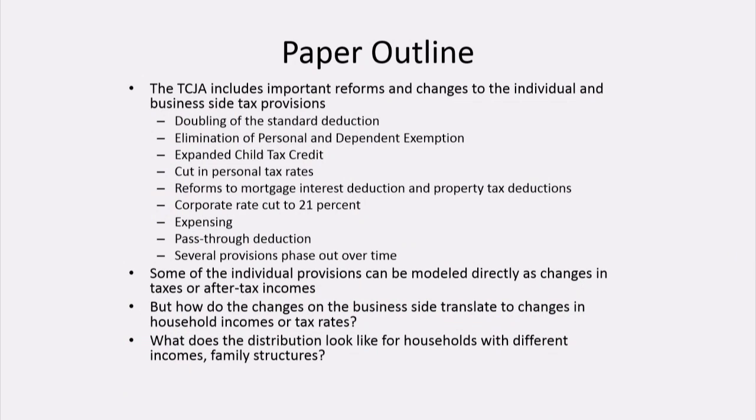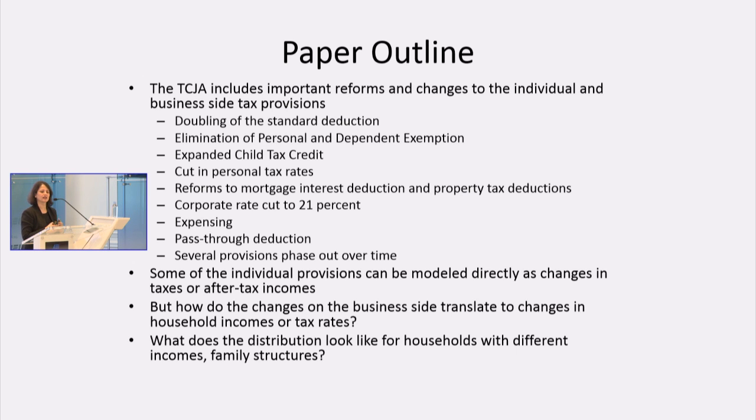As we all know, it's a super complicated tax bill with tons of provisions for individuals and companies. So we have a list of the provisions that we're actually able to model with Tax Calculator. Things like doubling of the standard deduction, elimination of personal and dependent exemption, child tax credit, cut in personal income tax rates, and then on the corporate side, the cut in the corporate rate to 21%, expensing, pass-through deductions, and so on. Some of these are easier to model than others.